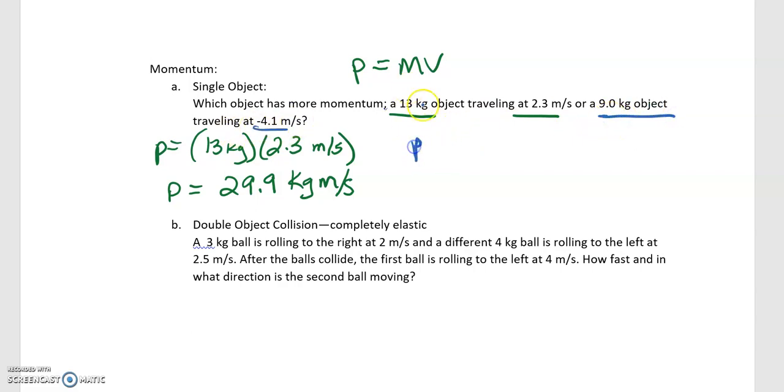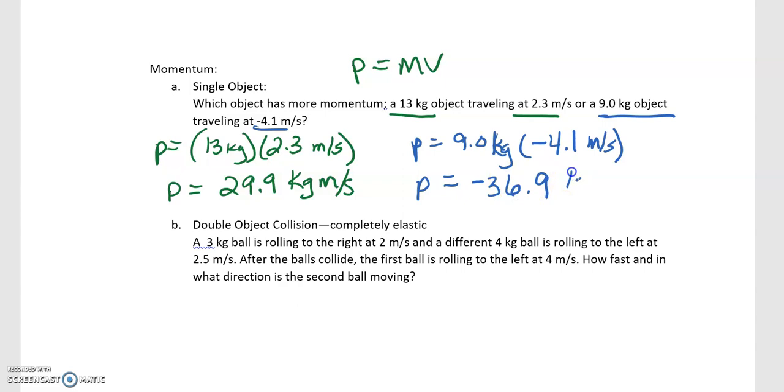So again, I will use the same formula, 9.0 kilograms traveling at negative 4.1 meters per second. Multiply those together. And for object number 2, I get a momentum of negative 36.9 kilogram meters per second. Now, as far as which object has more momentum, it would end up being object 2.